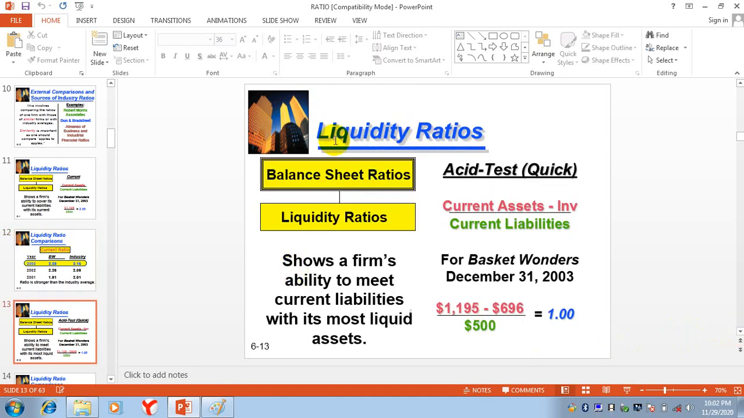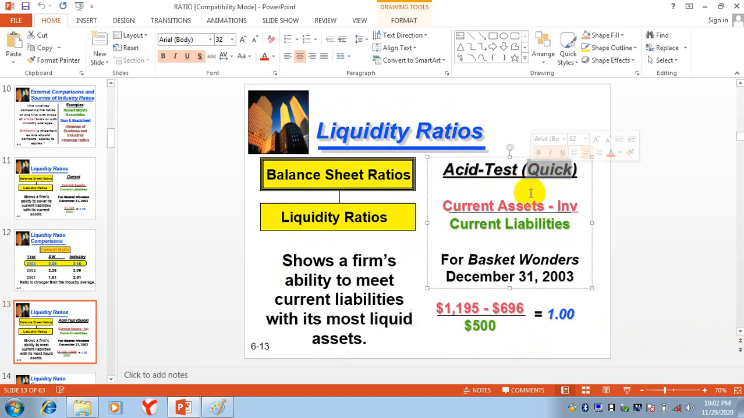Then the second liquidity ratio is called acid test ratio or quick ratio. Why do we use the word quick? Because we are using our quick current assets.